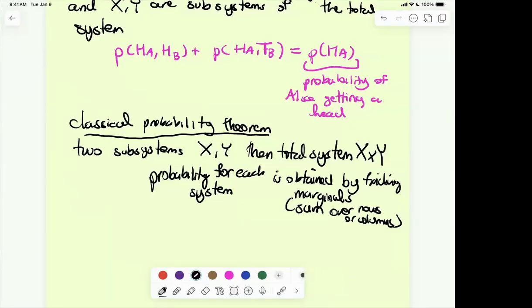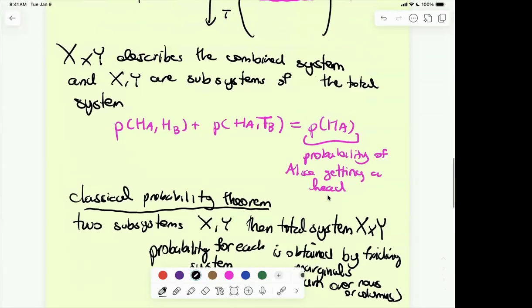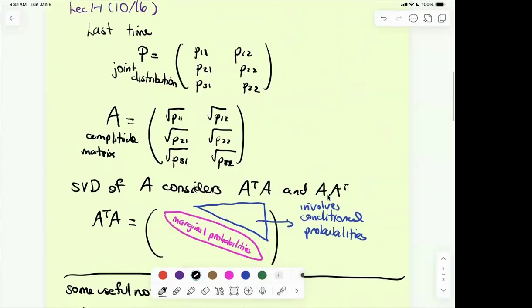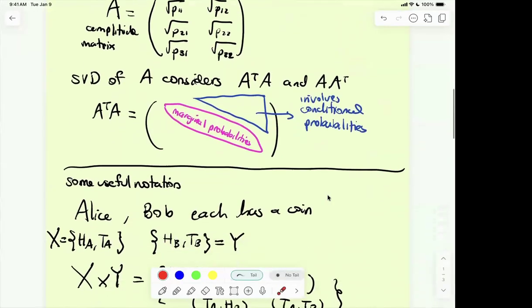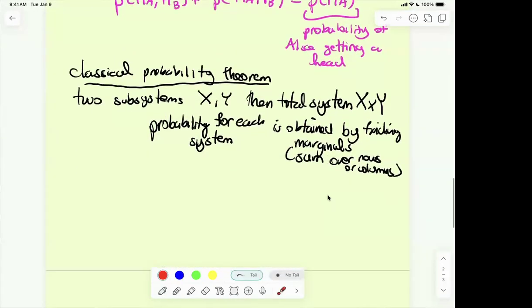Now here comes some motivation for what I was doing last time. What I was doing last time, this trick of taking the square roots of the probabilities and then doing this A transpose A, all this stuff, actually corresponds to the way in which quantum mechanics is probability. So that's what I'm going to explain today.